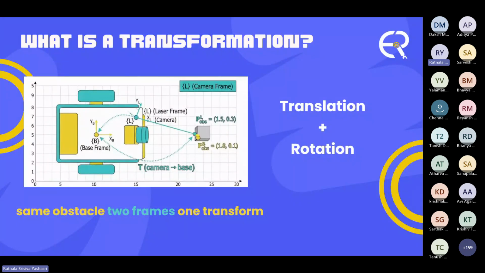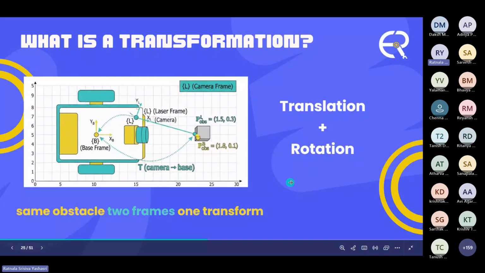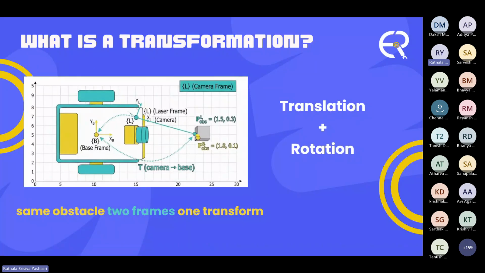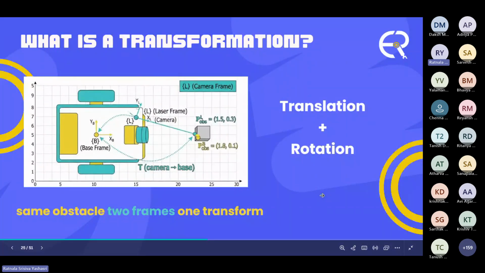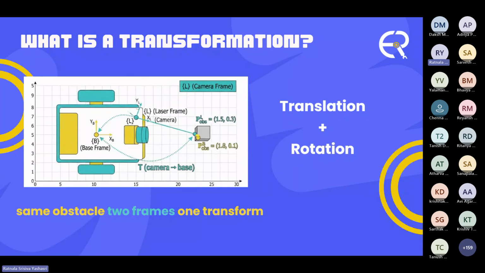And rotation is changing the axis direction. My frame is tilted 30 degrees relative to yours. Now that's a rotation, and that's where the math gets complicated. But here's a really important insight. You can always get from one frame to another using some combination of translation and rotation. And another important thing is if I know the transform from A to B and the transform from B to C, I can just combine those two by multiplying them together and get the transform from A to C. So you can chain transforms.